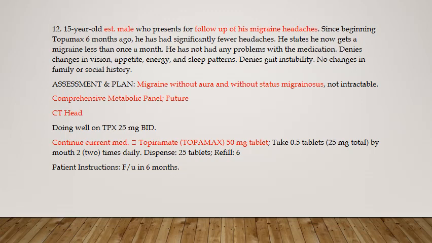So this is an established patient of 15 years old, and he comes today for a follow-up visit of migraine headache. This migraine headache is a chronic condition, and did the patient have any severity of the condition? No. After taking Topamax for 6 months, the patient actually has a stable condition. He had no new problems. He denies change in vision, appetite, energy, sleep pattern, everything. So what is the assessment and plan?